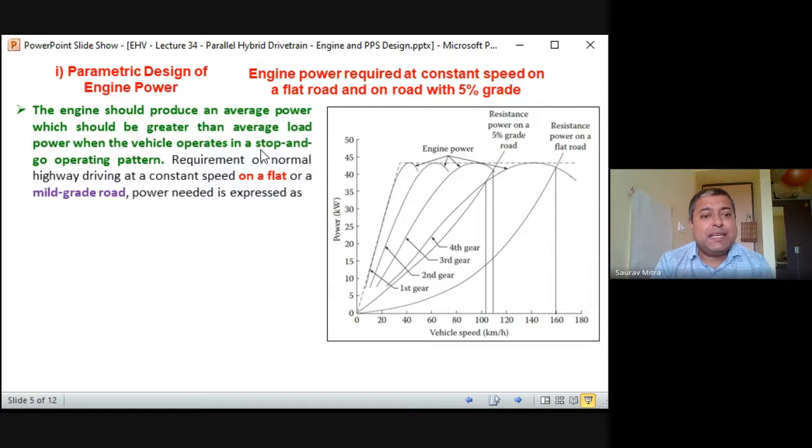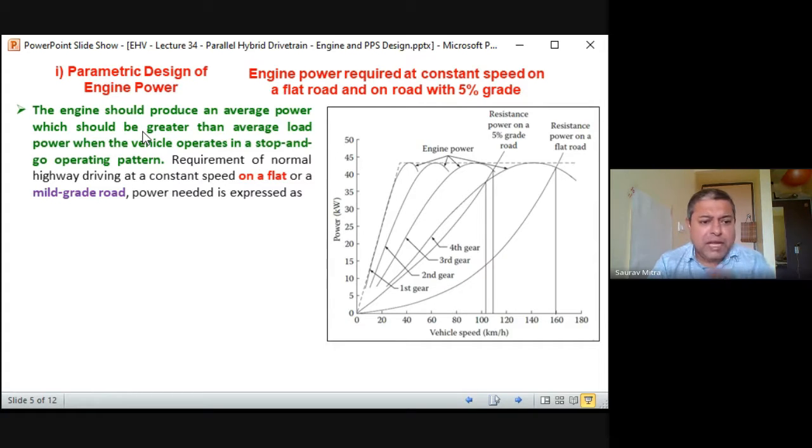Okay. So in that case, we have to check whether our engine is producing an average load power which is greater than the required load power or not. So, a very important thing, this first line, that's what I have put in green. So this is actually the test of the engine of the vehicle.